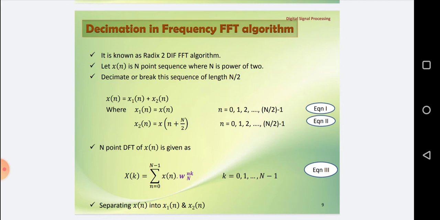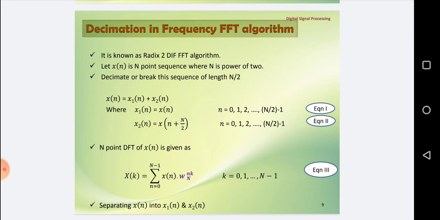That is, x of n equal to x1 of n plus x2 of n, where x1 of n equal to x of n, where n ranges from 0 to n by 2 minus 1, and x2 of n equal to x of n plus n by 2, where n ranges from 0 to n by 2 minus 1. Say these are equations 1 and 2.